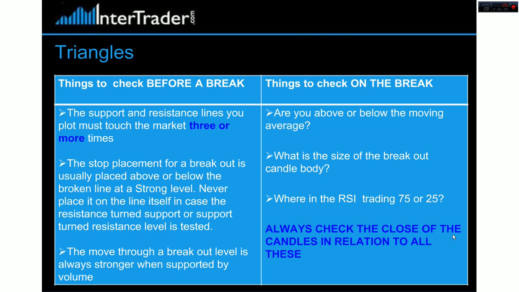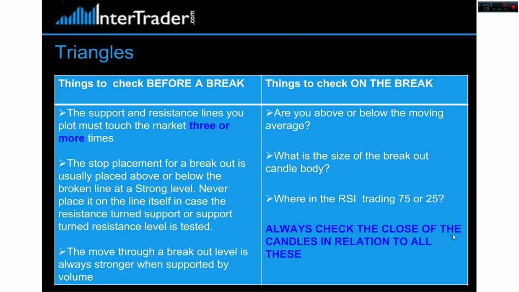What's the size of the breakout candle body? As I said, if we break out, the point where the market breaks out above or below, that one candle needs to be a big, solid green or red candle. And then where's the RSI trading? Again, like I said, is it above 75 or below 25? I generally say for me it's 70 and 30, but if you want to be a bit stricter, then go as high as 75 or as low as 25. Is it overbought considerably, or is it oversold?